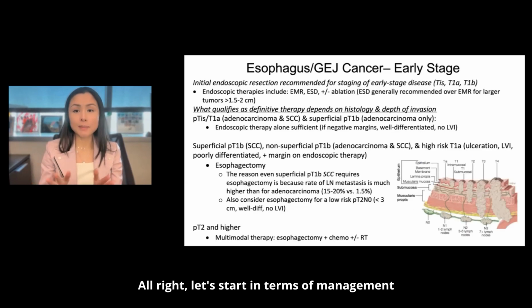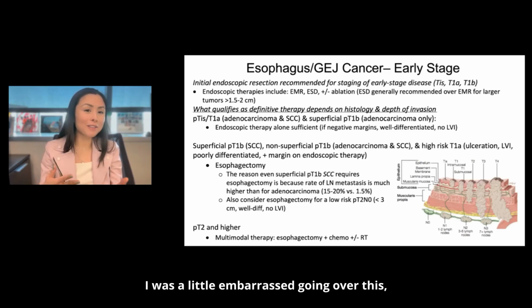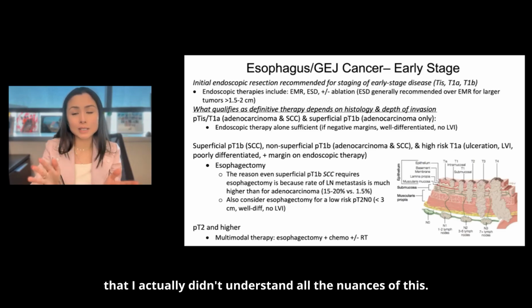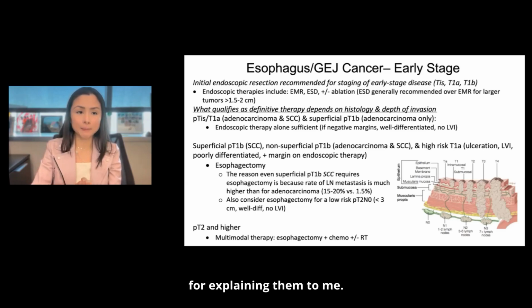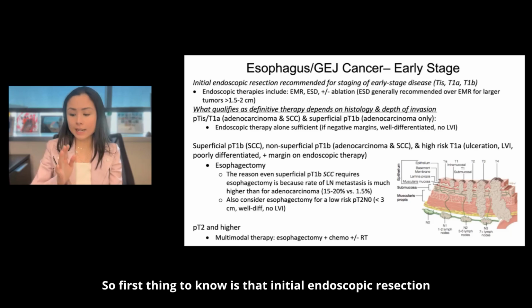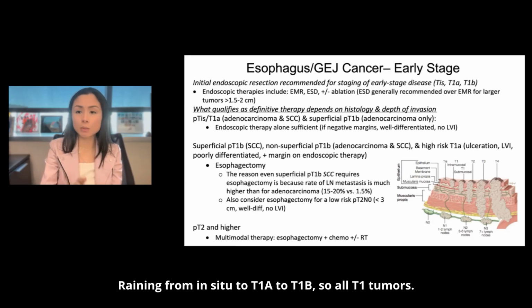All right. Let's start in terms of management with early stage disease. And I'll be the first to admit, I was a little bit embarrassed going over this, that I actually didn't understand all the nuances of this. And thanks so much to my GI colleagues for explaining them to me. So first thing to know is that initial endoscopic resection is recommended for staging of early stage disease, ranging from in situ to T1A to T1B, so all T1 tumors.